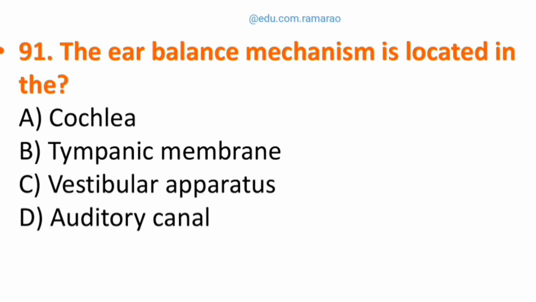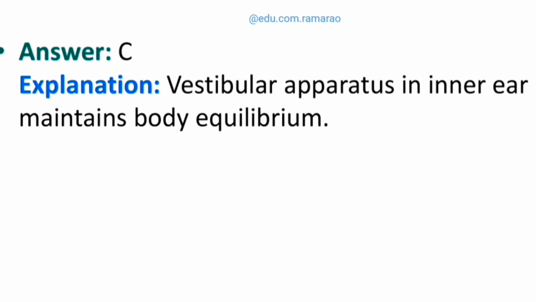The next question. The ear balance mechanism is located in option A cochlea, option B tympanic membrane, option C vestibular apparatus, option D auditory canal. The correct answer is option C. Vestibular apparatus in inner ear maintains body equilibrium.